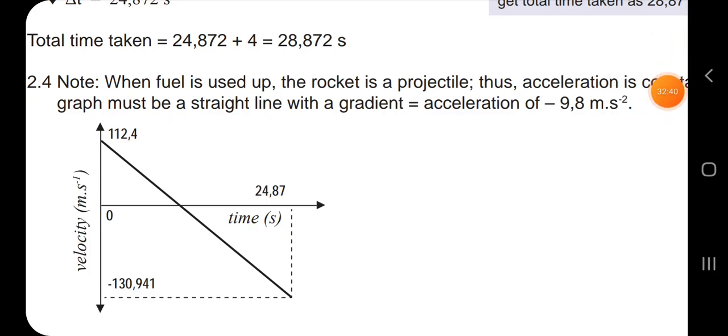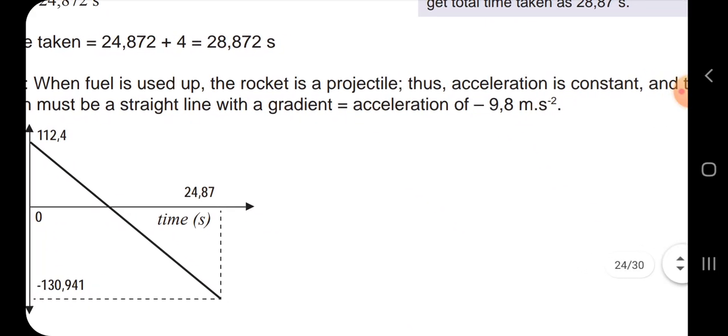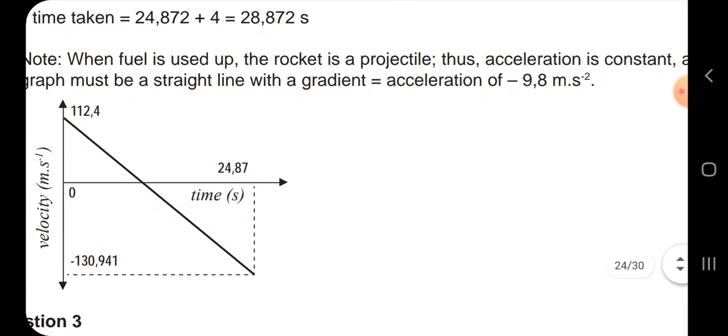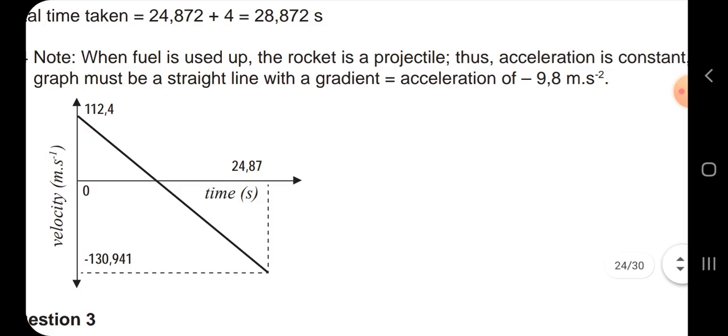And then 2.4, we are asked to draw the graph for when the fuel is used up. The rocket is now a projectile. Thus acceleration is constant, and the graph must be a straight line with a gradient equal to the acceleration of negative 9.8 meters per second squared. I hope you understand this.